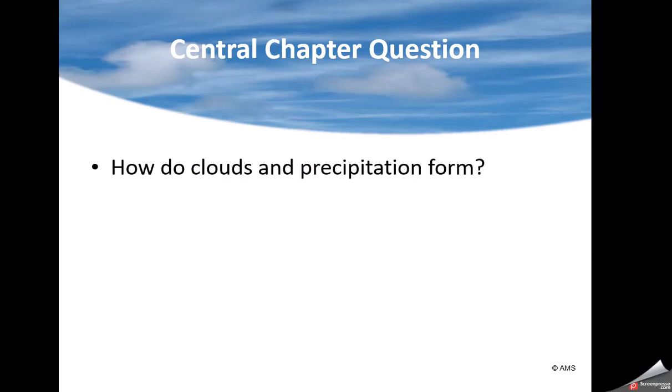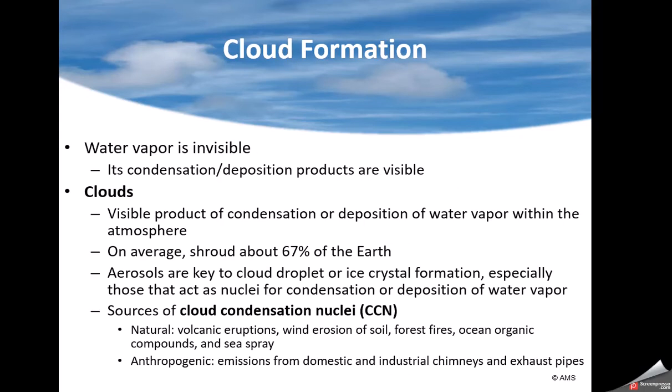So how do clouds and precipitation form? Well, you think you got it down and it's going to be easy, right? No. So water vapor is invisible. So when you see it, it's condensation. It has formed little tiny droplets. And with that, did you know that about 67% of the Earth has clouds almost all the time?